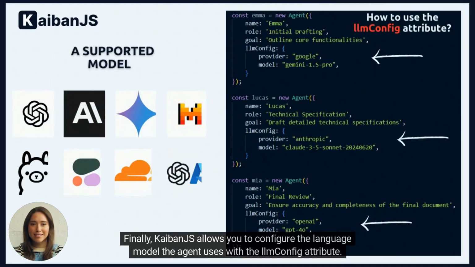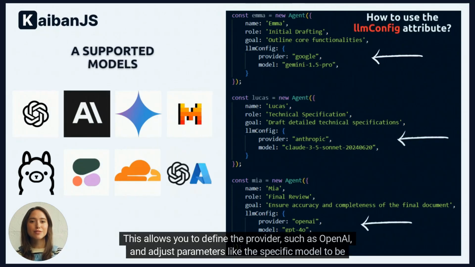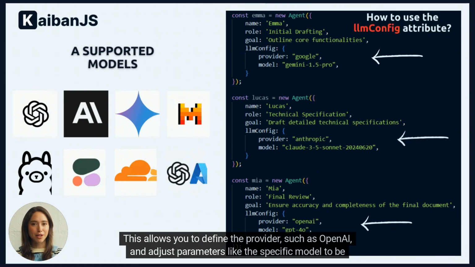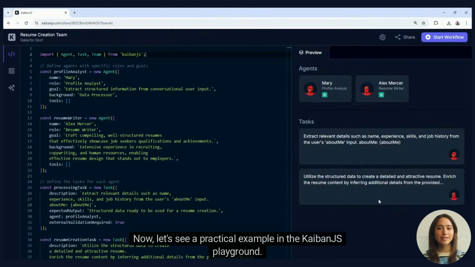Finally, KaibanJS allows you to configure the language model the agent uses with the LLM config attribute. This allows you to define the provider, such as OpenAI, and adjust parameters like the specific model to be used. Now, let's see a practical example in the KaibanJS playground.